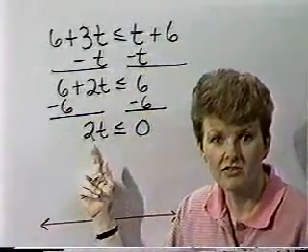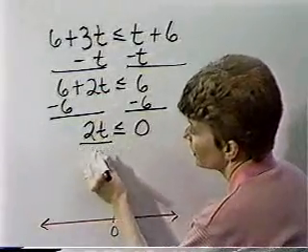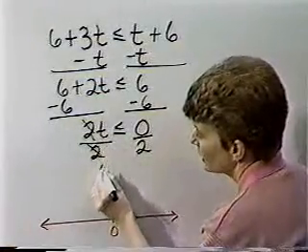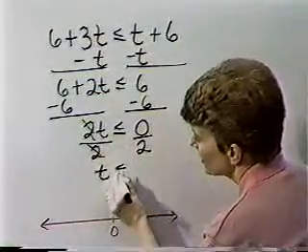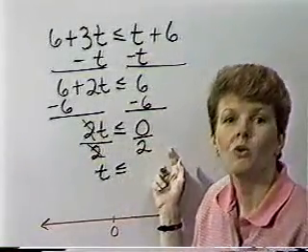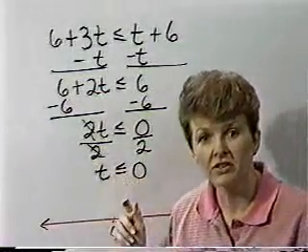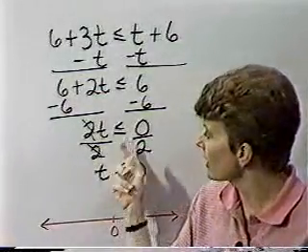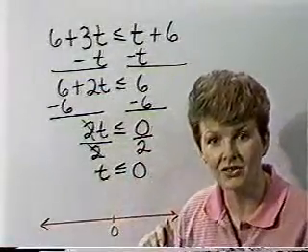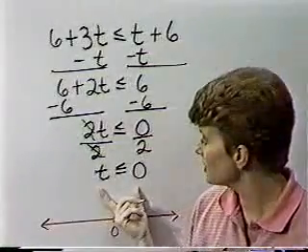All right, now let's finish solving by dividing both sides by the coefficient of the variable. In this case, the variable is t, and the coefficient is 2. So we'll divide both sides by 2. Simplifying, we'll have t less than or equal to 0 divided by 2, or 0. Remember, I did not have to reverse the direction of the inequality sign because in this case I was dividing both sides by a positive 2. Here's the solution then, t less than or equal to 0.